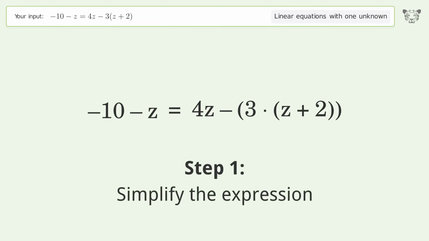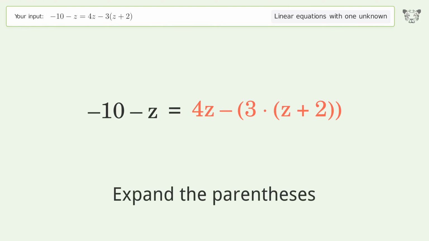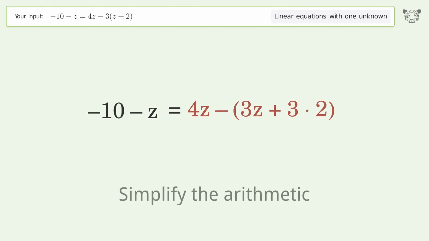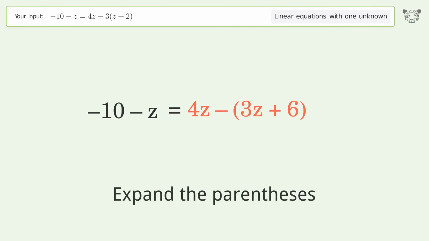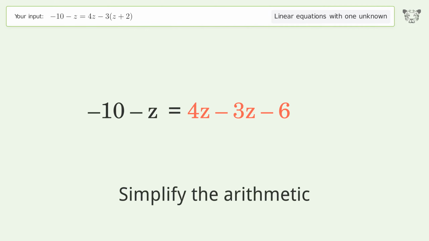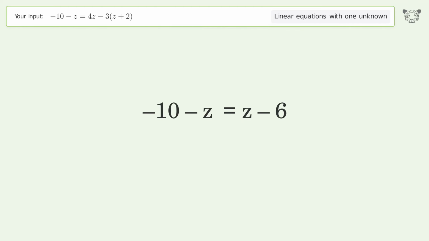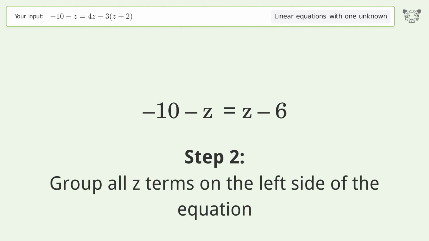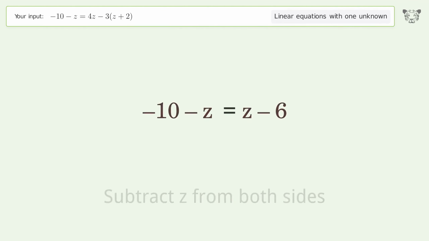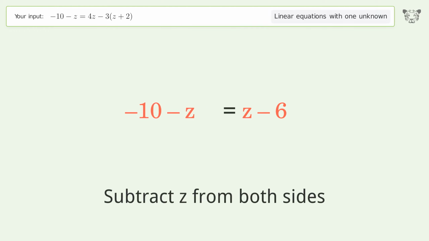Simplify the expression. Expand the parentheses. Simplify the arithmetic. Expand the parentheses. Simplify the arithmetic. Group all z terms on the left side of the equation. Subtract z from both sides.